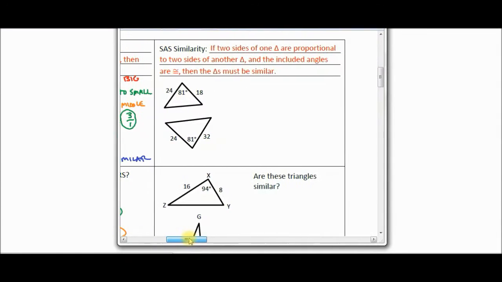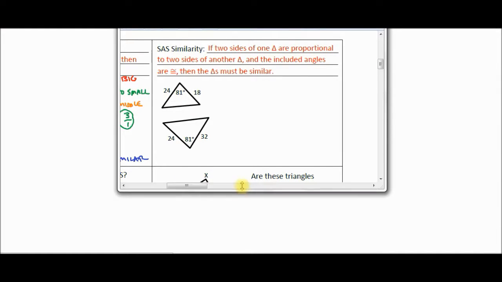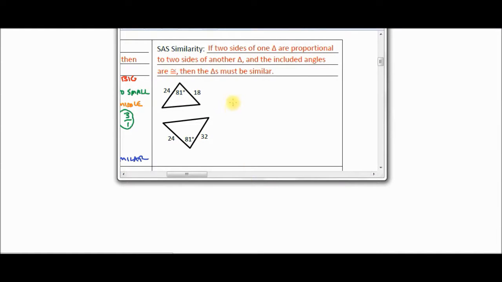And we also have one more we're going to learn, and that is SAS, which class is also a proof of congruence. But for SAS similarity, if two sides of one triangle are proportional to two sides of another triangle, and the included angles are congruent, then the triangles must be similar. So let's take a look at an example of this.